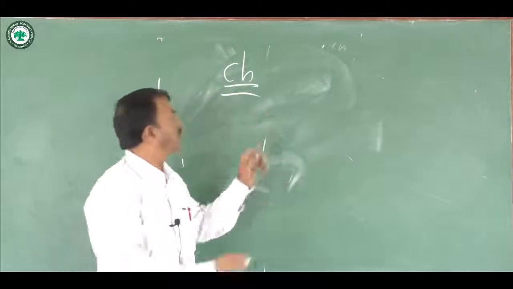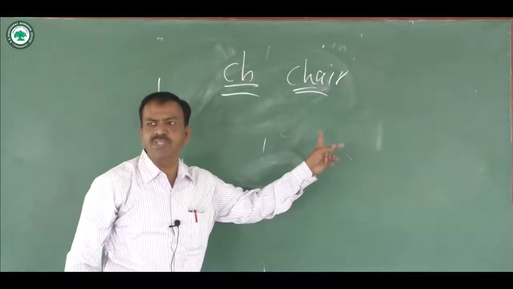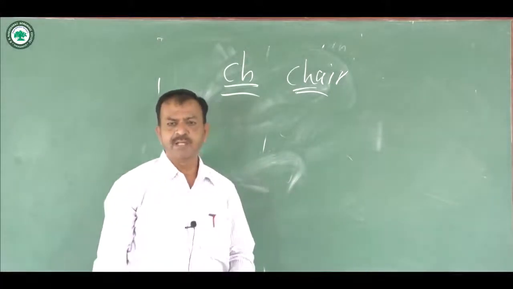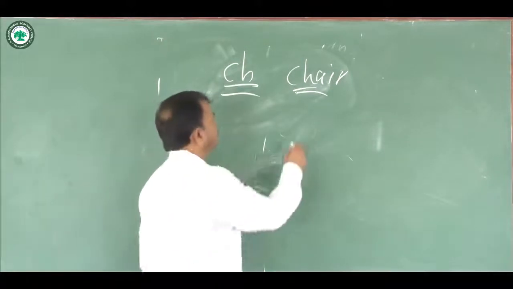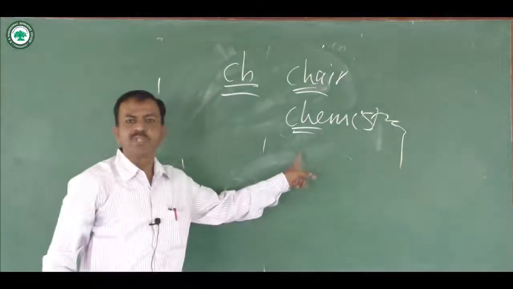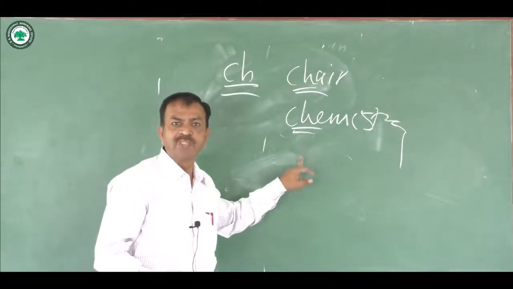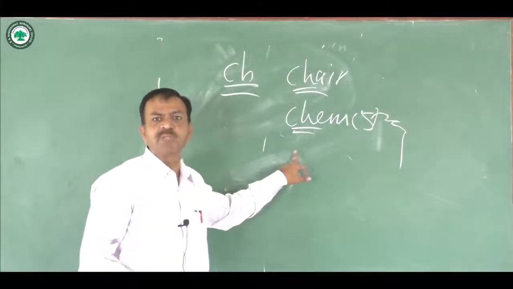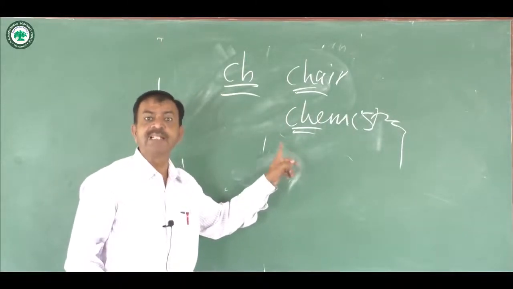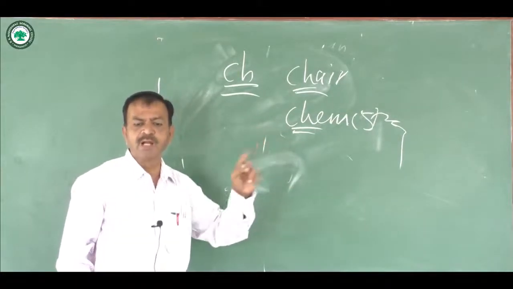We pronounce it in the word chair, this ch is pronounced as cho. But in chemistry, here we never say cho. In the word chemistry, ch is pronounced as ko, and not cho. So here ch is pronounced as ko.